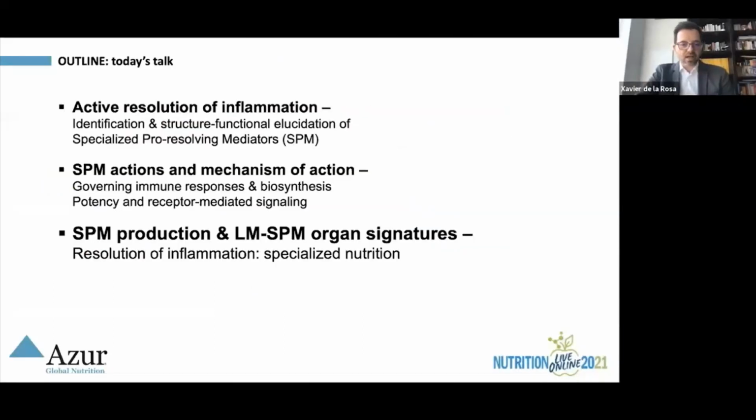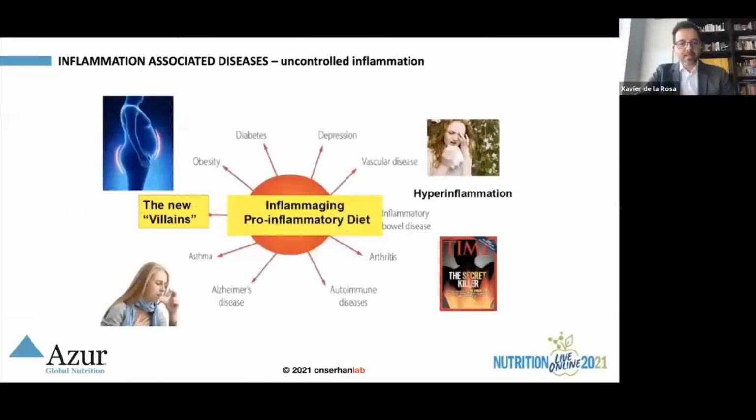This is the outline of my talk for today. Today, many diseases are related in part to inflammation, especially uncontrolled inflammation. Here are listed some of the major diseases, and we can see in the center that all of them converge to a pro-inflammatory component. So the new villains nowadays, we could consider these two: inflammation and the pro-inflammatory diet.